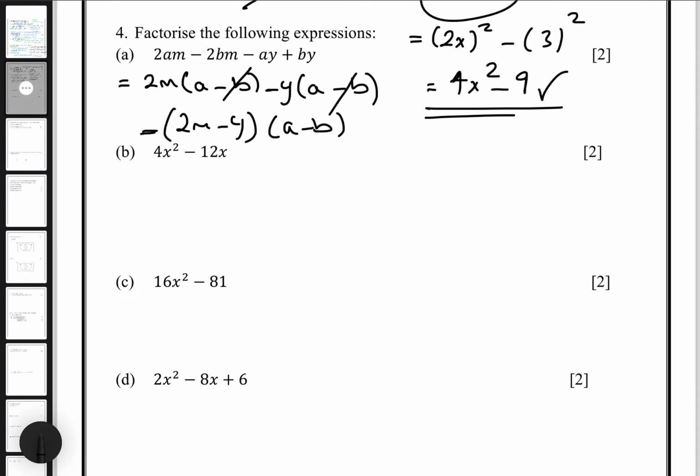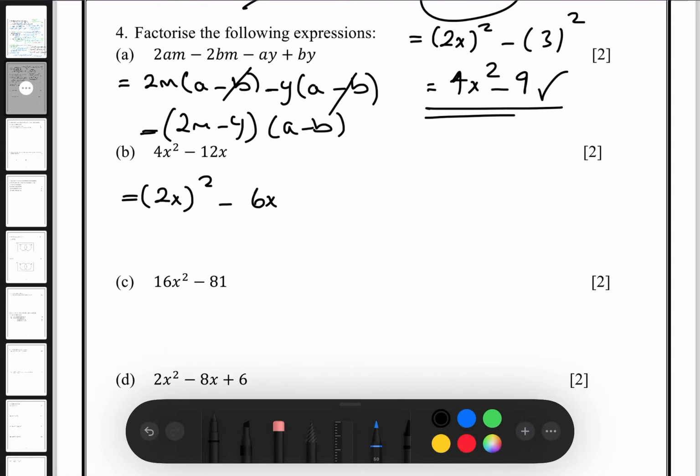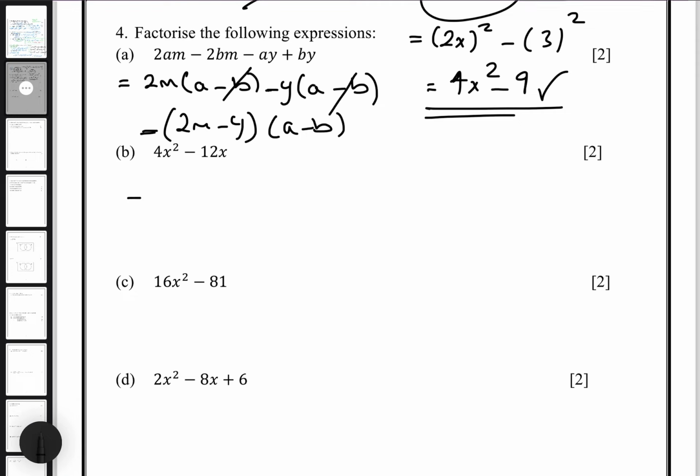All right, for the second one, it's the difference of two perfect squares again. So here what you have to do is you have to write it as 2x to the power of 2 minus 6x. Actually, let's see if there's anything. Okay, no, that doesn't work here. So let's try something else. Why don't we factor out 4x? If you factorize out 4x, we're going to get x minus 3, right? And that's it. That's factorized.